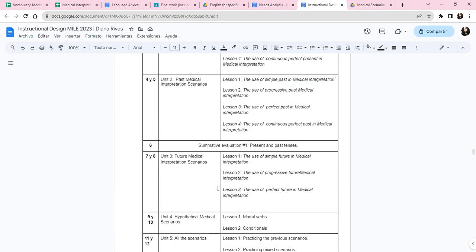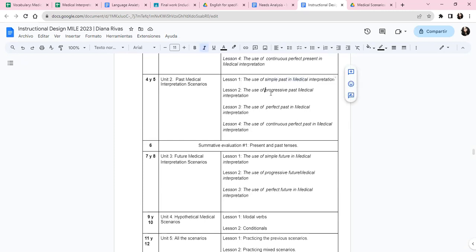an inductive way. We can notice that we don't have the word grammar anywhere in order to make them feel like this is not a grammar course. This is master in medical interpretation. And for Unit 2, we will be working with past medical interpretation scenarios. And lesson number 1 would be simple past in medical interpretation.